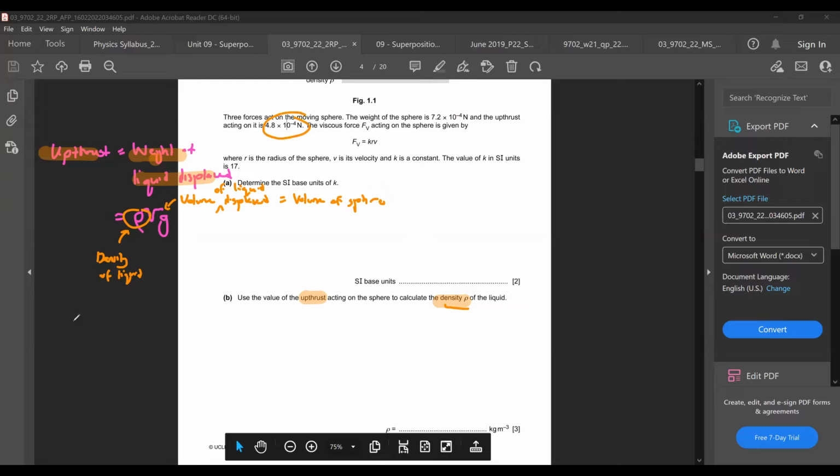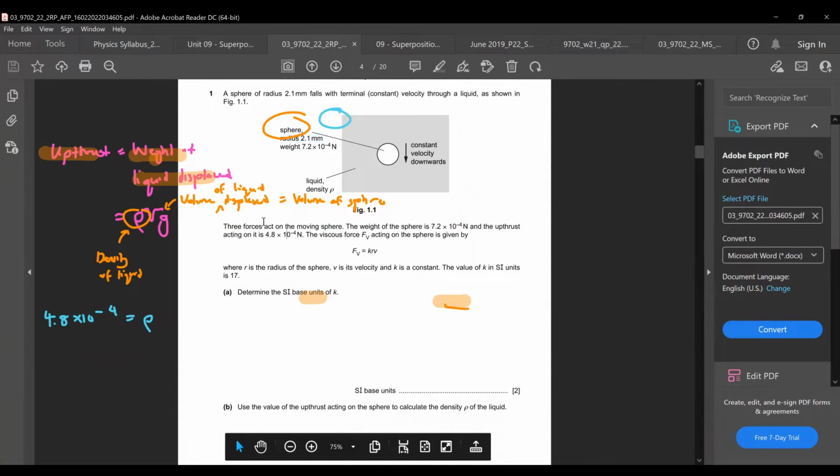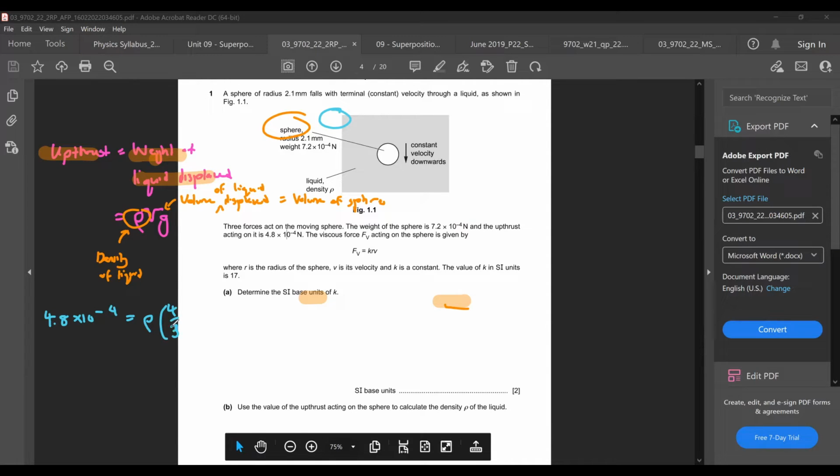So given that upthrust is 4.8 times 10 power minus 4, your rho is this. Your volume, you know this is a sphere. Did they give you your radius also? Yes, they did give you your radius. So volume of a sphere is 4/3 r cubed times g. So maybe I write it like this now: upthrust is rho times 4/3 r cubed g.